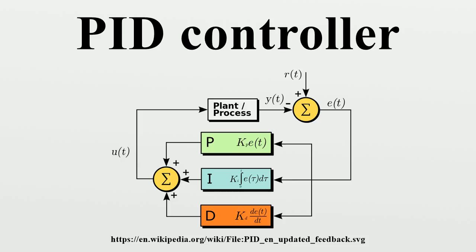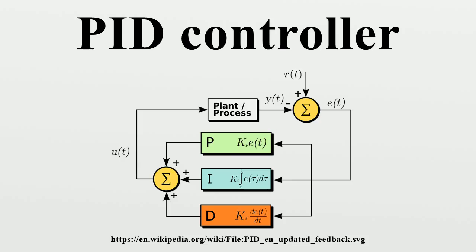Integral term. The contribution from the integral term is proportional to both the magnitude of the error and the duration of the error. The integral in a PID controller is the sum of the instantaneous error over time and gives the accumulated offset that should have been corrected previously. The accumulated error is then multiplied by the integral gain.